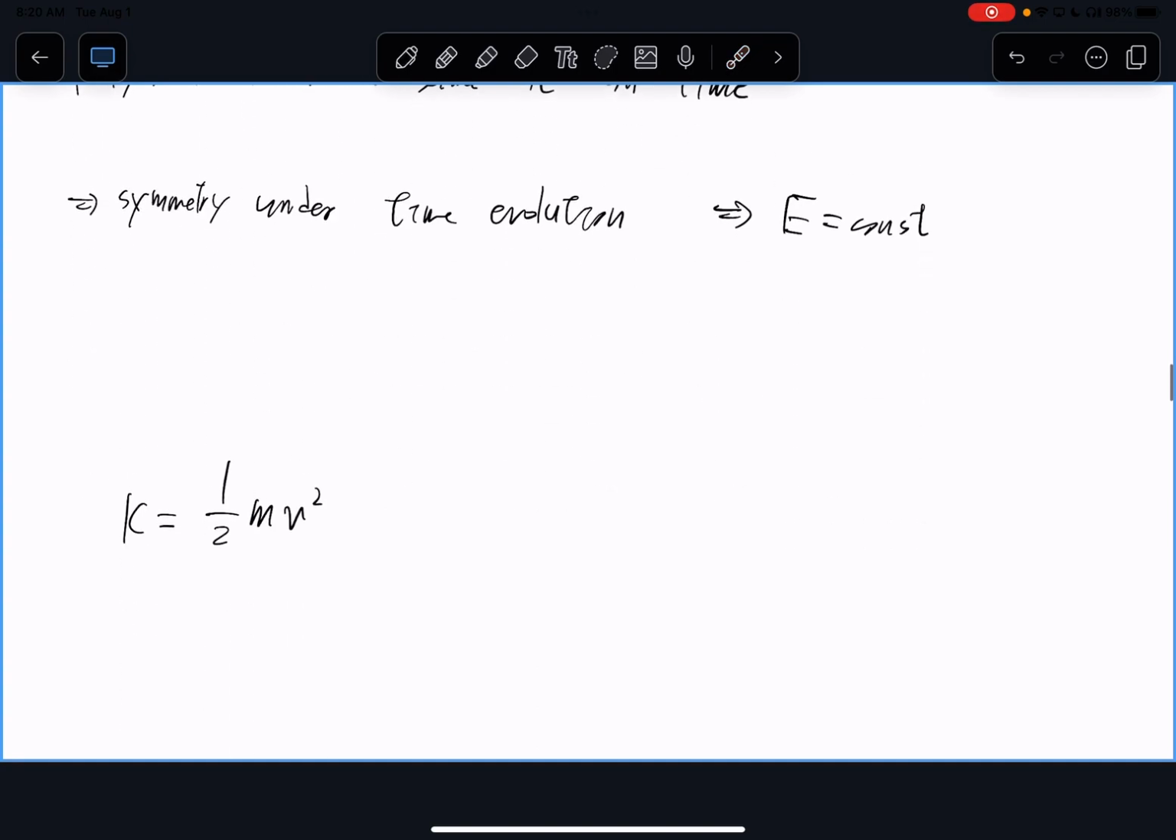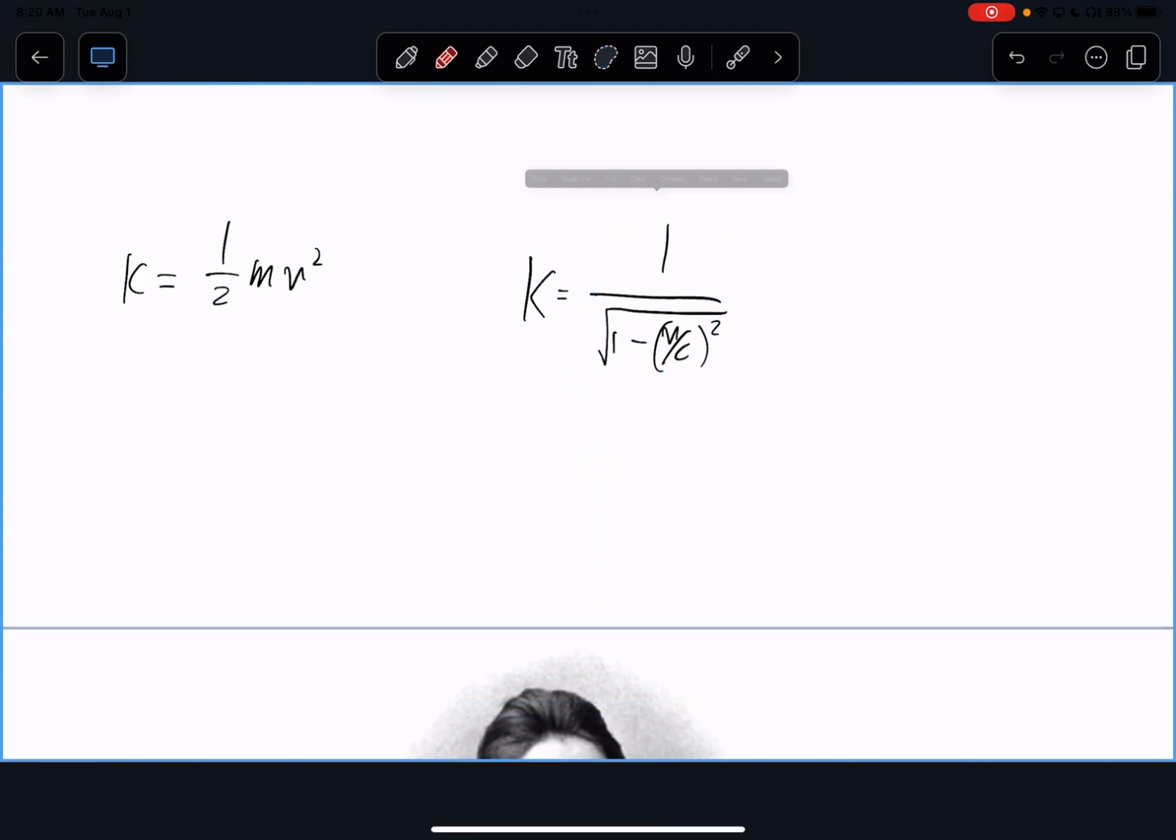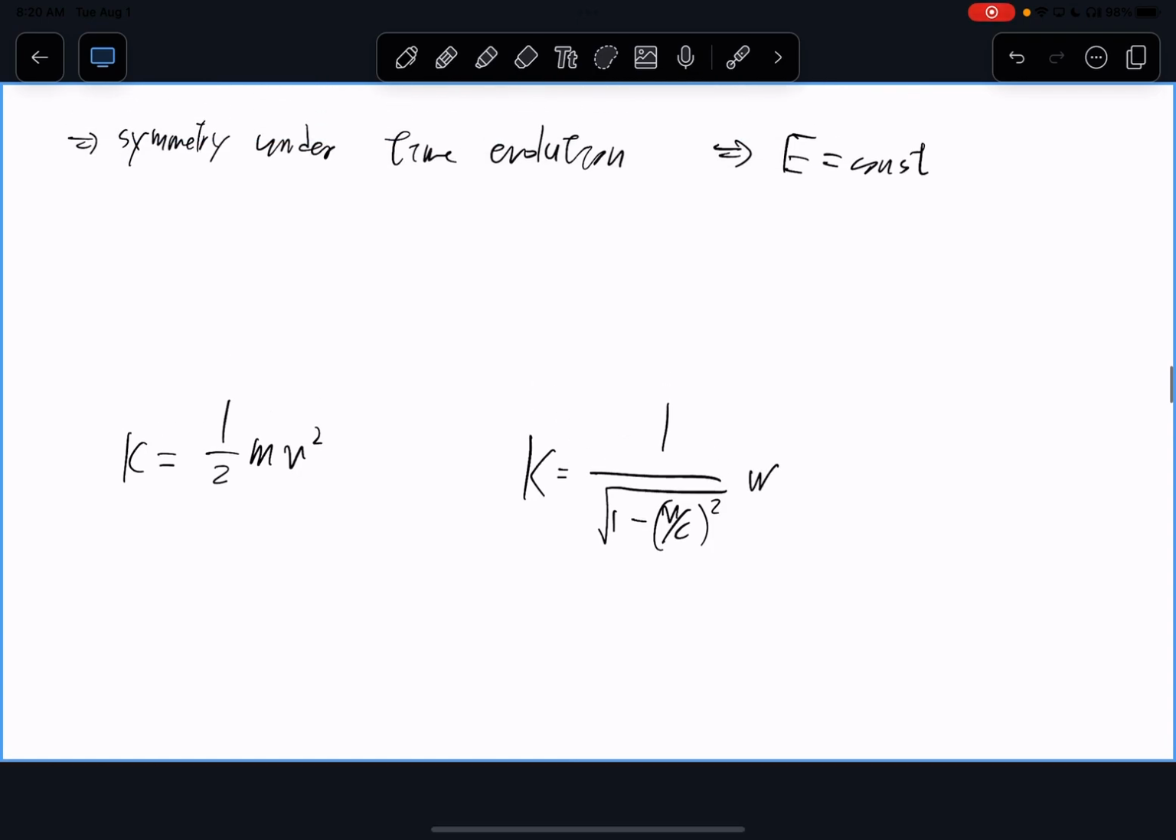I can show you how it should actually look. It should look like 1 minus v over c squared, with a square root, 1. So you don't need to know this, and you don't need to memorize it. I'm just giving you an idea what kinetic energy should actually look like.